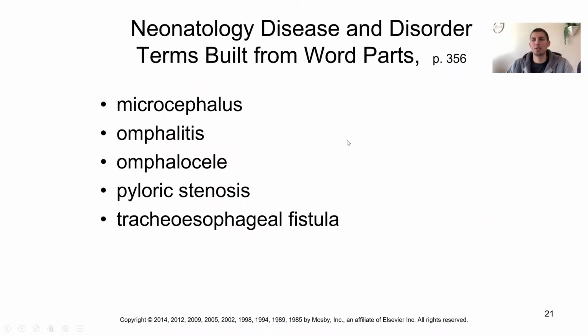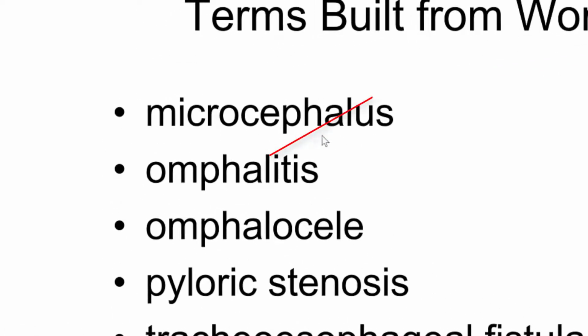Okay, looking over at page 356, we see some of the neonatal terms of disease and disorder that are built from word parts. So again, sticking with type 1 here, microcephalus: we remember that the ending -us really doesn't mean anything, it just makes it easier to say, but cephal, meaning cephalad or towards the head, and micro meaning small. Here we see that we have a small head. Omphalitis, again, -itis meaning inflammation, and omphal referring to the umbilical cord. Omphalocele, where the -cele is meaning like a herniation, and then follow again the umbilical cord.